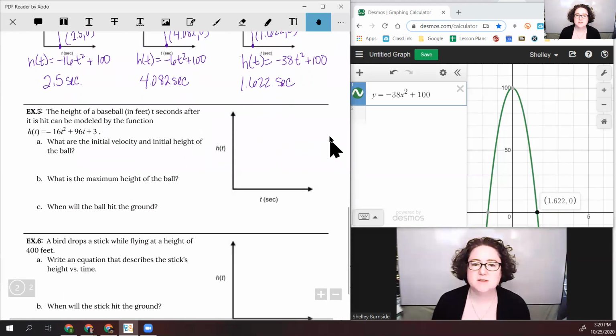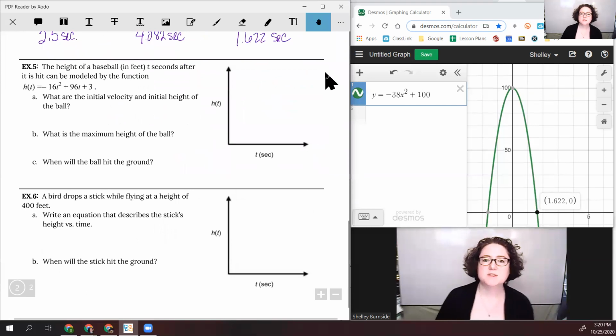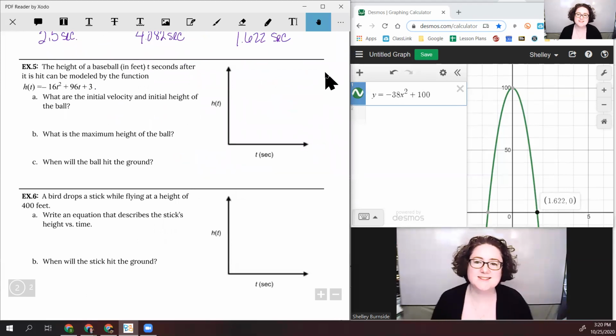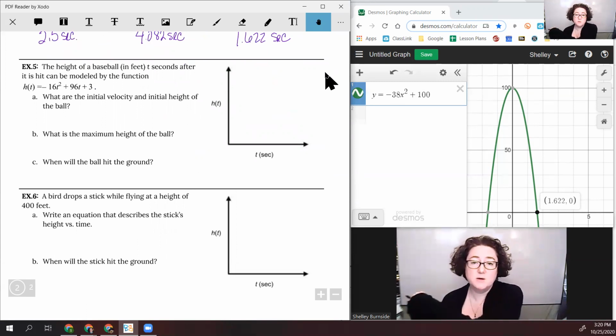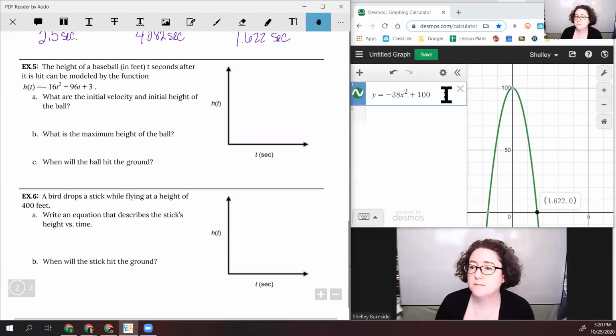Alrighty, let's check out these last 2 examples. So example 5, the height of a baseball in feet, t seconds after it's hit, is modeled by the function. So we have all 3 values. So that means if you think about somebody hitting a baseball, in this case, they're taking that baseball player's height into account. So they're not starting right at the ground. Baseball player, when it hits the ball, it's definitely above the ground by however many feet.